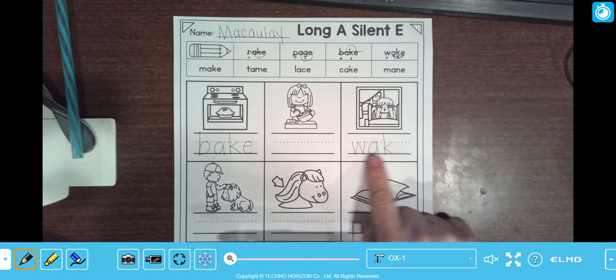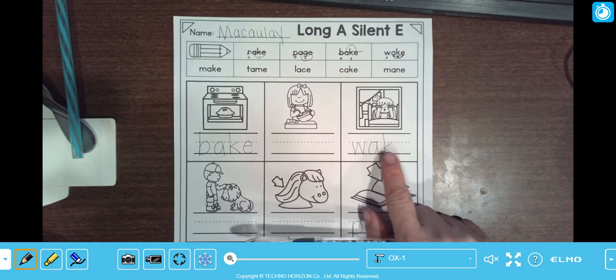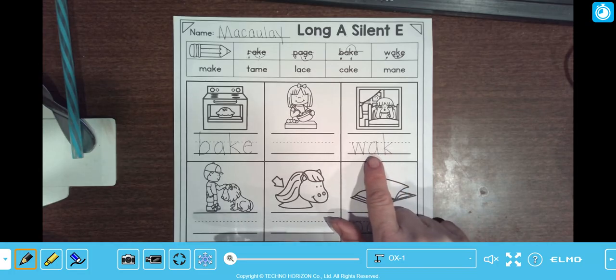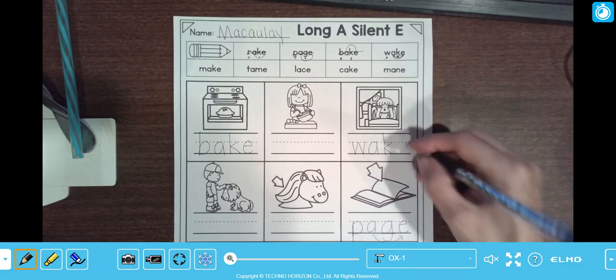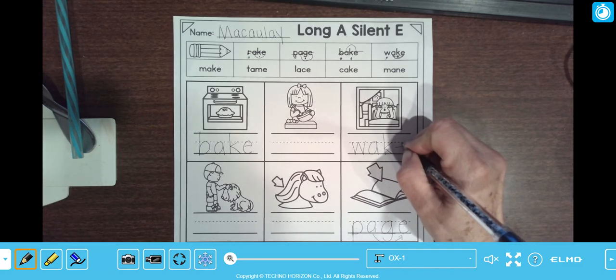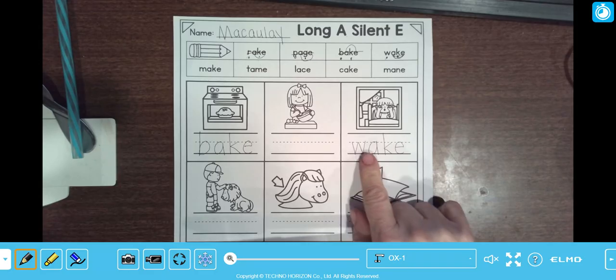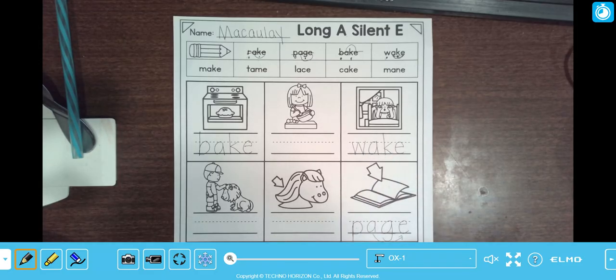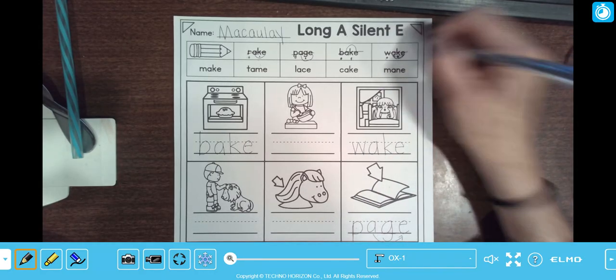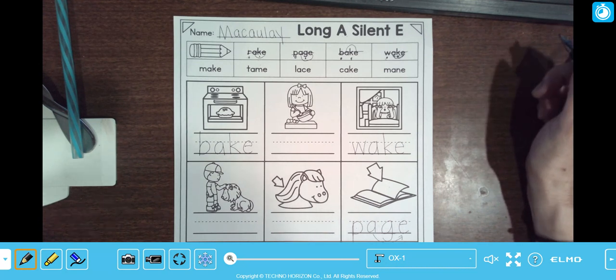Now, if we leave it like that, it's the word whack. But we don't want the word whack. We want wake. We want to change this from an A to an A. So we're going to add that silent E at the end. W, A, K. There we go, wake. Write it down. Pause the video if you need to.